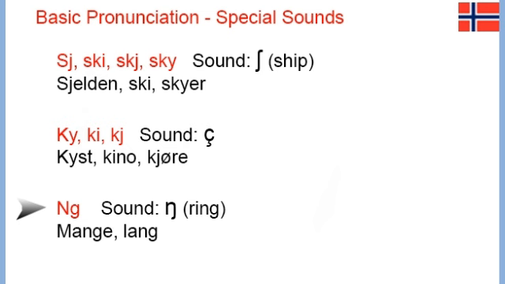The third combination sometimes causes problems, so it's good to remember, but of course it's not so wrong if you pronounce it wrongly. The G is very weak. It's like in the word ring. It's the NG combination. Ring in Norwegian words is mange or lang. Notice how the G is not pronounced: mange, lang.